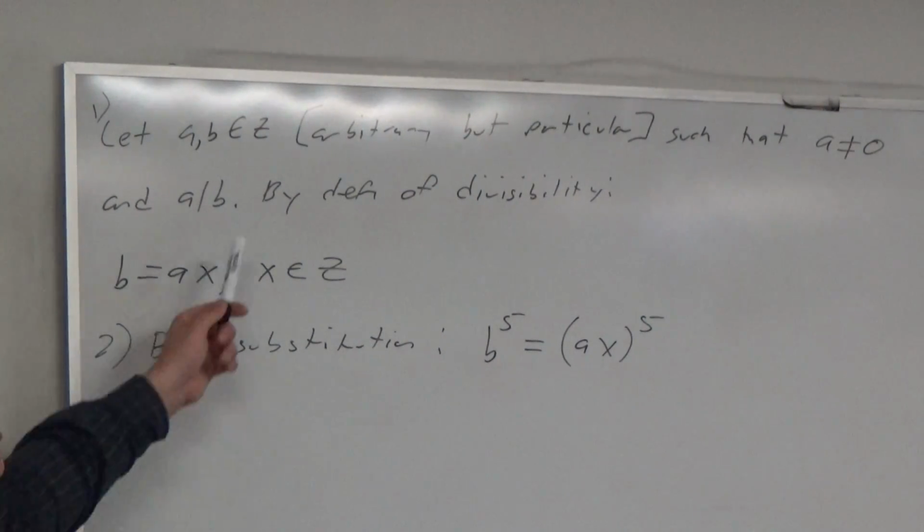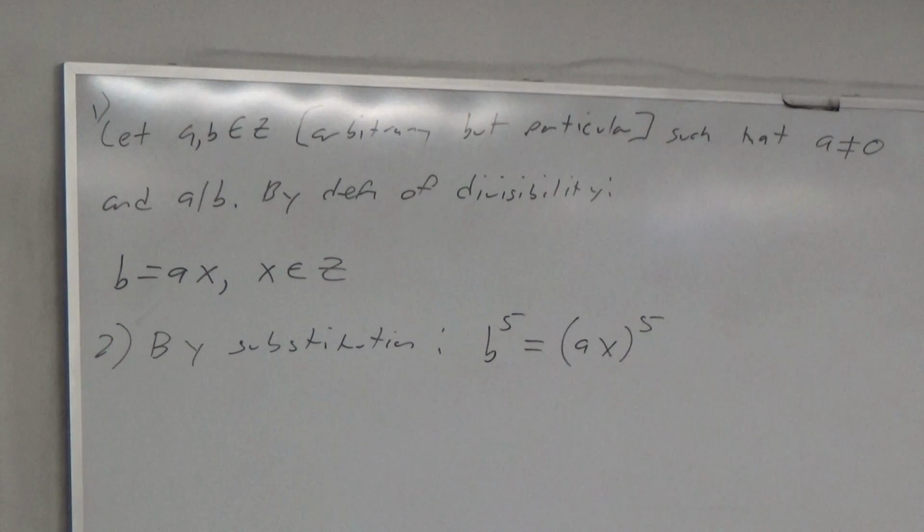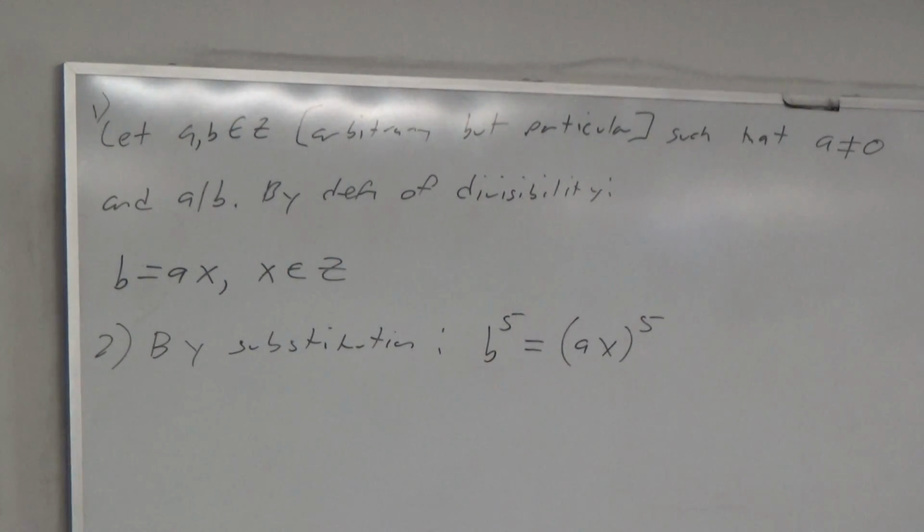I used the definition of divisibility. I said that b was equal to a times x, and I also said that x was an integer. Does that look good so far, everybody? Because we're trying to show that b to the fifth contains a factor of a cubed.